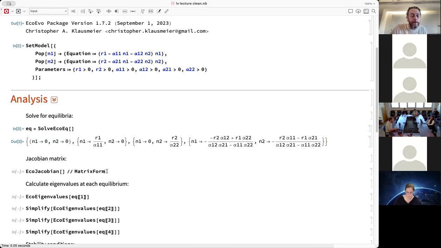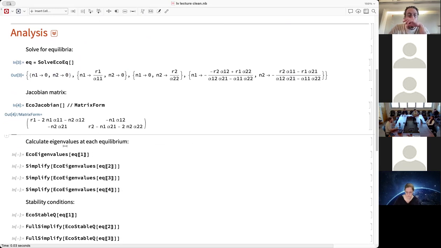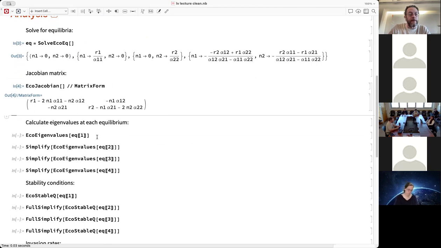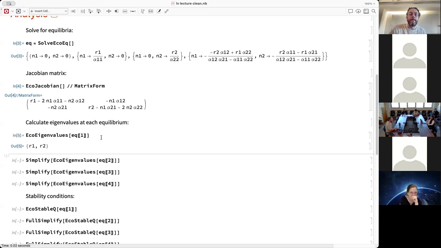We can calculate the Jacobian matrix with this eco-Jacobian, and you can see it's a 2x2 matrix with a bunch of partial derivatives in it. Then we can calculate the eigenvalues using eco-eigenvalues, and it's automatically calling the Jacobian behind the scenes for you. We can do it for each of these four equilibria one at a time. So here we're saying, give me the first part of that list of equilibria and its eigenvalues. Okay, these are simple, R1, R2.